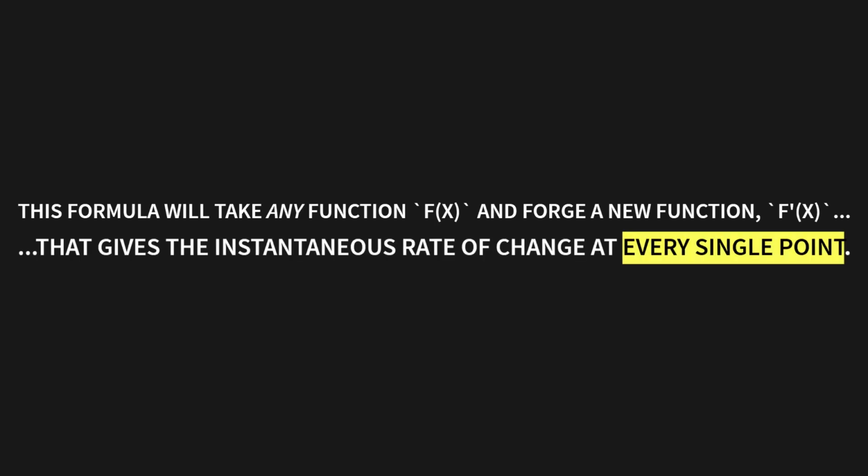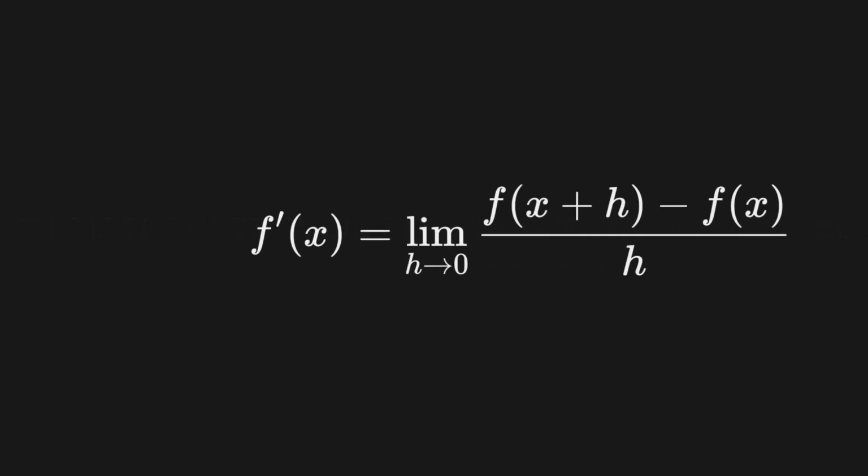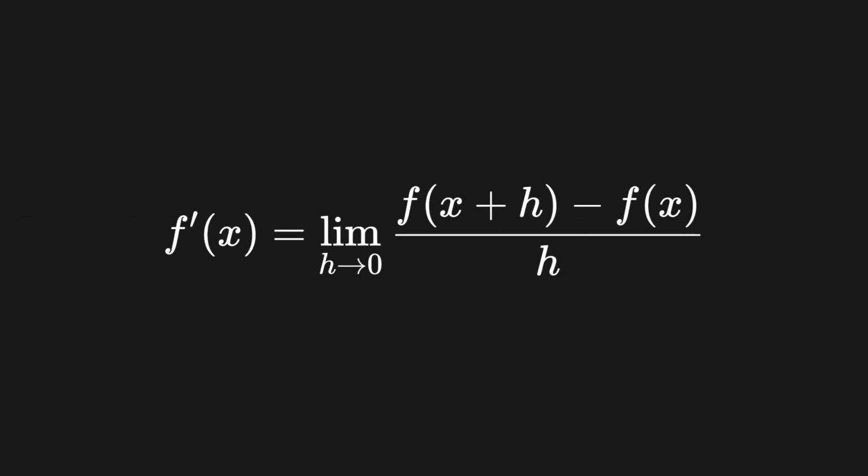We solved this by observing a pattern in a table, but that's not always practical. We need a way to solve this algebraically. We're going to generalize that exact process into a single powerful formula. This formula will take any function, f of x, and forge a new function, f prime of x, that gives the instantaneous rate of change at every single point. This is the master equation of differential calculus. F prime of x equals the limit as h approaches 0 of f of x plus h minus f of x, all divided by h.